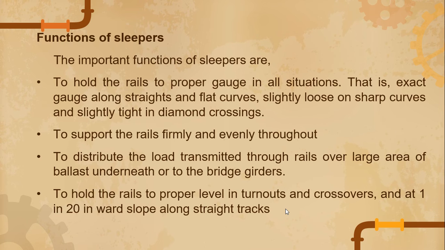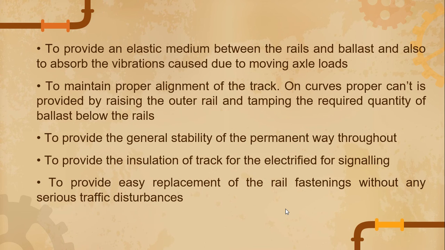To support the rails firmly and evenly throughout. To distribute the load transmitted through the rails over a large area of ballast underneath, to the bridge girders. To hold the rails to proper level in turnouts and crossovers, and at 1 in 20 in a wide slope along straight tracks. To provide an elastic medium between the rails and ballast, and also to absorb the vibration caused due to moving axle loads.